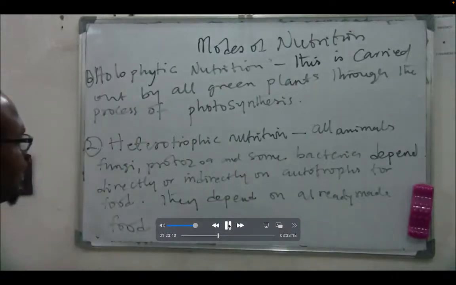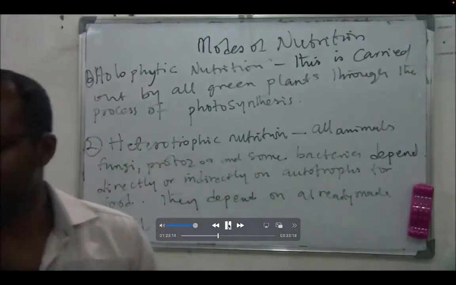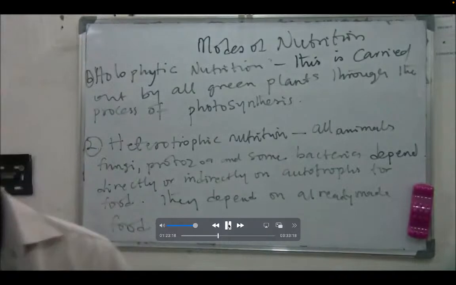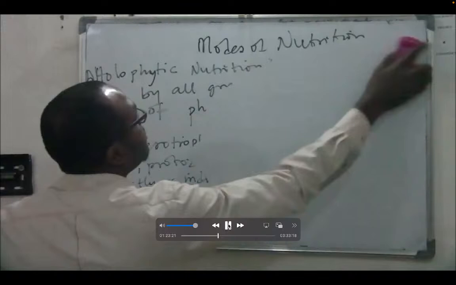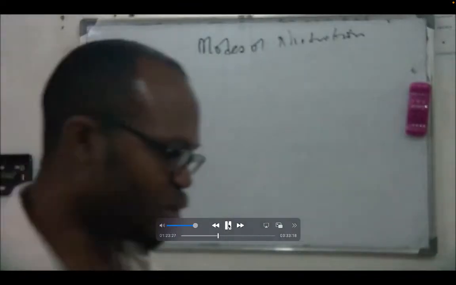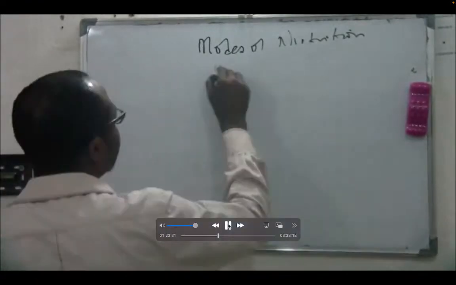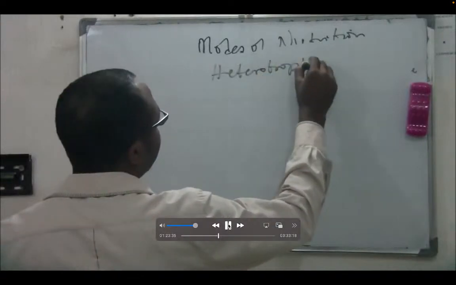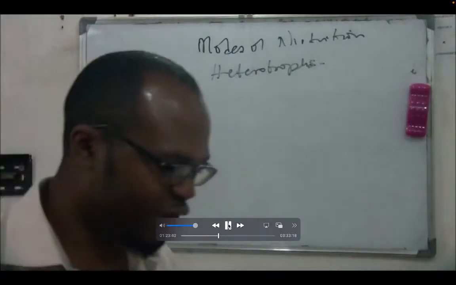Exactly. So I'm going to give us examples of the ones that undergo heterotrophic nutrition. That means those ones that depend on other organisms to feed. Is that clear? So what are the examples of heterotrophs that we have? Number one is what we call saprophytes.